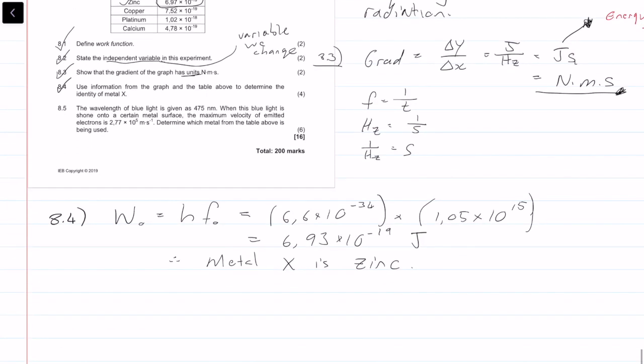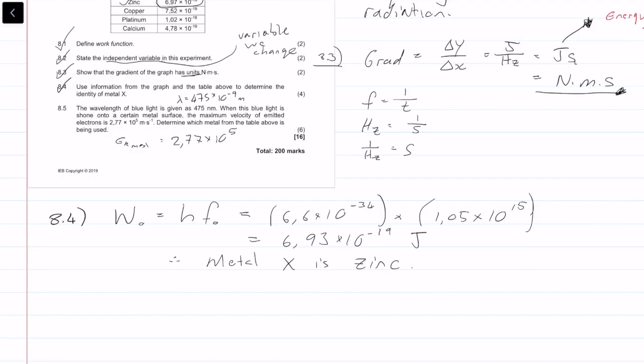Now we move on to question 8.5. The wavelength of blue light is given as lambda equals 475 nanometers, which is 475 times 10 to the minus 9 meters. When the blue light is shone onto a certain metal surface, the maximum velocity is given as 2,77 times 10 to the 5 meters per second. Determine which metal from the table above is being used.